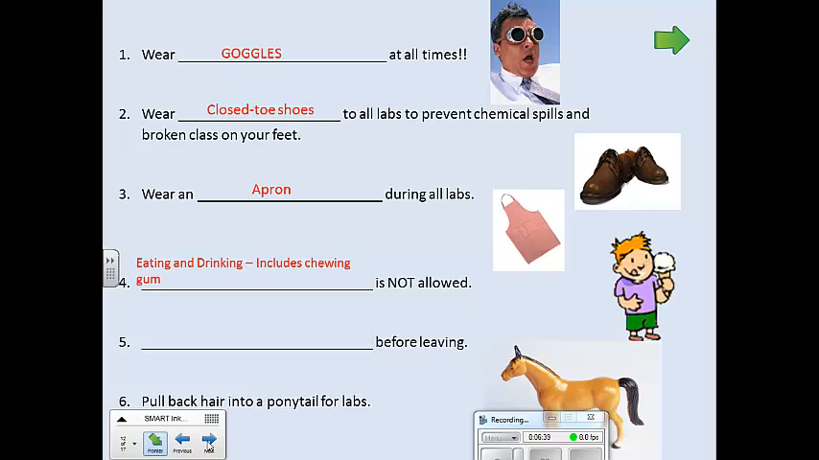Eating and drinking, and that includes gum chewing, is never going to be allowed during the lab. You're always going to wash your hands before leaving. That's just to make sure you don't spread any chemicals to any of your friends outside of the lab. And then if you've got long hair, you're going to pull that into a ponytail or put it up somehow.